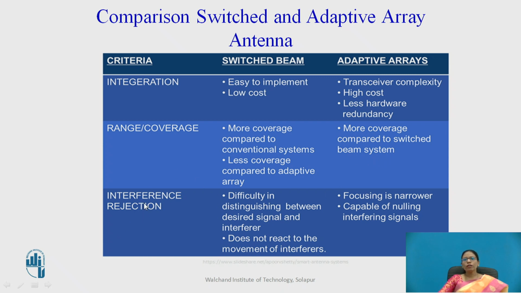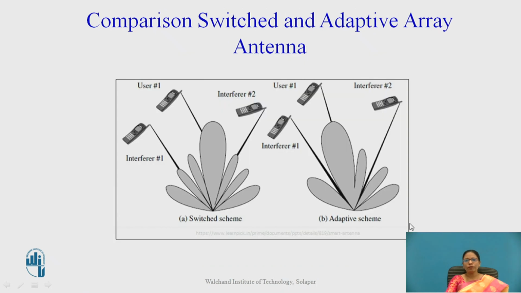In terms of interference rejection, there is a difficulty in a switched beam in distinguishing between the desired signal and the interferer, and it doesn't react to the movement of interferers. Whereas in the adaptive array, as you've seen in the lobe also, focusing is narrower, and it is capable of nulling the interfering signals, as I've shown in the previous slide.